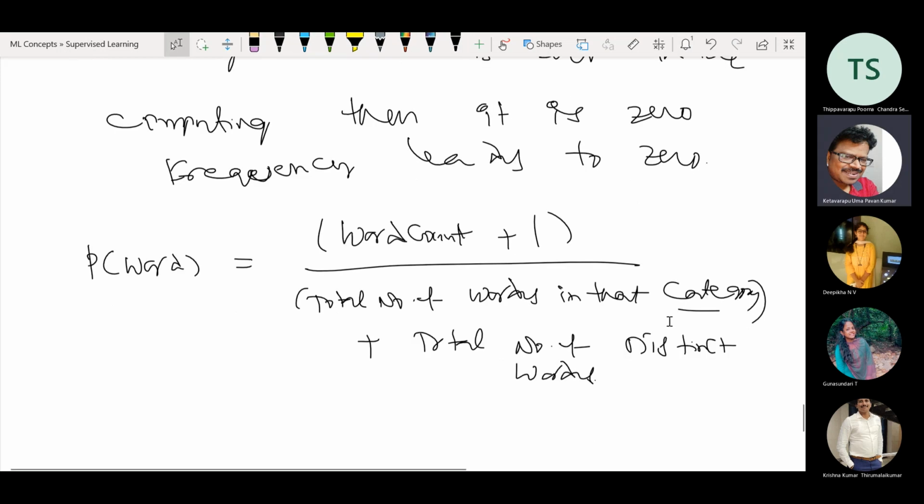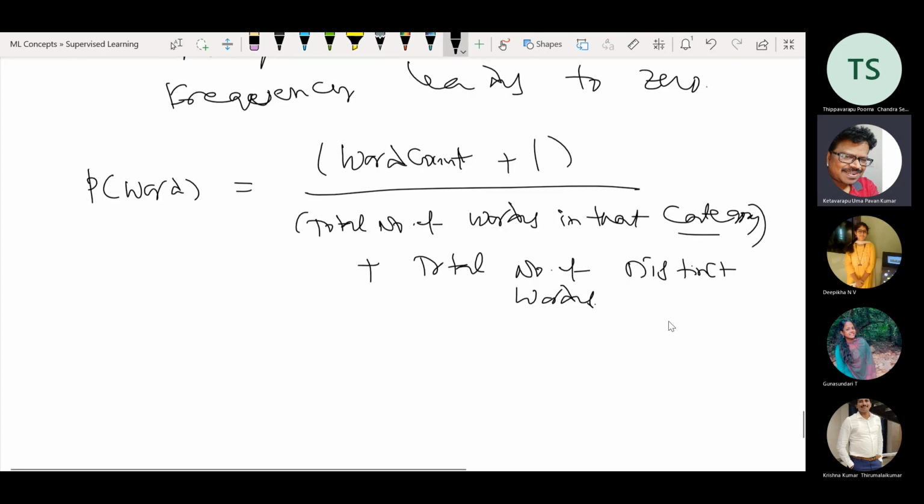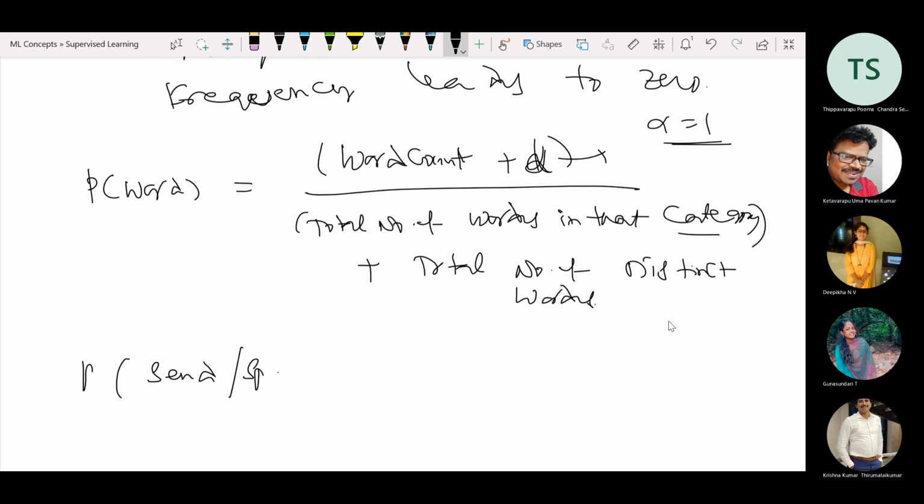Where if you are referencing this alpha, sometimes it is word count plus alpha, however this is one. So what we are doing here is, though I am getting the zero value, I can easily handle that situation by making use of that convention. Let us put it this way: send me your OTP. That is the thing. P of send given spam. Now observe here, friends. I need to find out the number of sends in the spam.